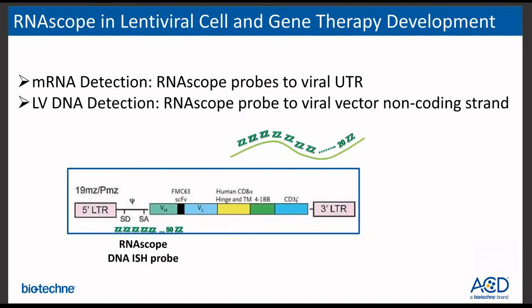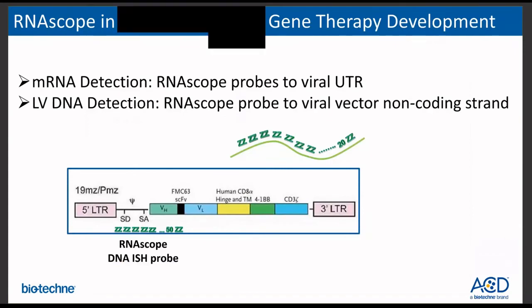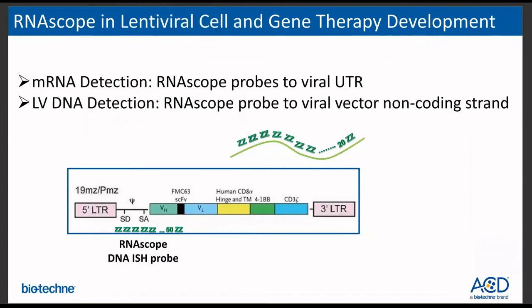So aside from AAV vectors, we can also detect our antiviral cells in AAV treated samples. And then for mRNA detection, we hybridize the viral UTR region. And then for the DNA detection, we hybridize our probes with the vector non-coding strand. So you can see right here on this little diagram.